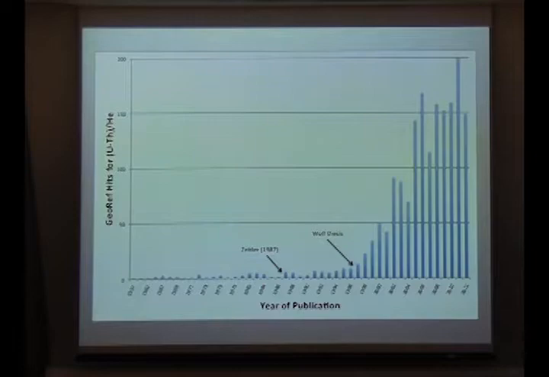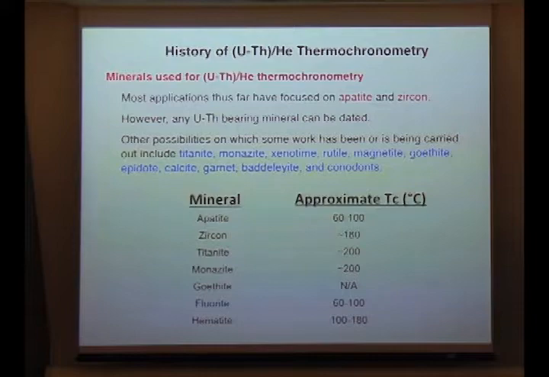I'm making these numbers up, but I'd guess that about 90% of all the helium dating is done on apatite. 9.9-something percent has been done on zircon. And then all of the other minerals that people have tried to use fit into the remaining part. So almost everything so far has been done using the accessory phases apatite and zircon. But theoretically, anything that contains uranium and thorium could be dated by the helium method.